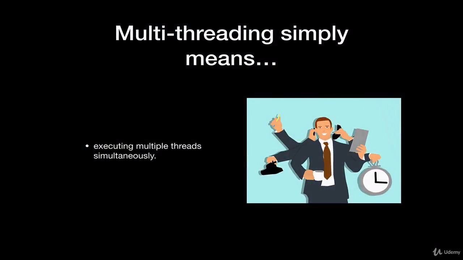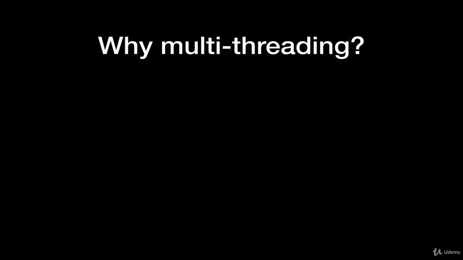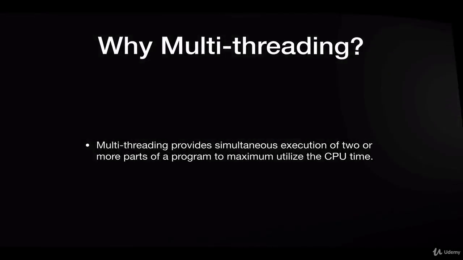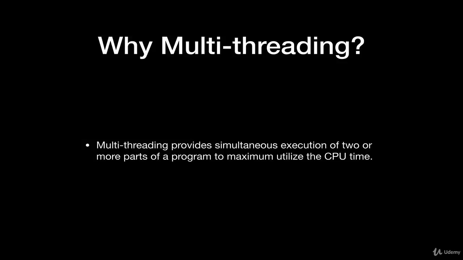Multithreading simply means executing multiple threads simultaneously. Why multithreading? Multithreading provides simultaneous execution of two or more parts of a program to maximize the CPU time utilization.